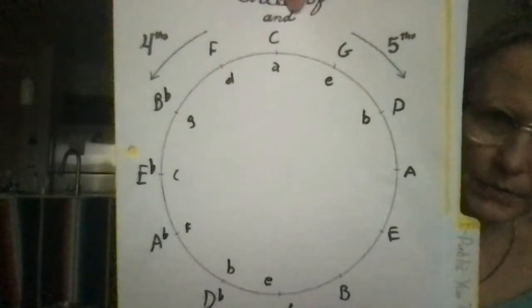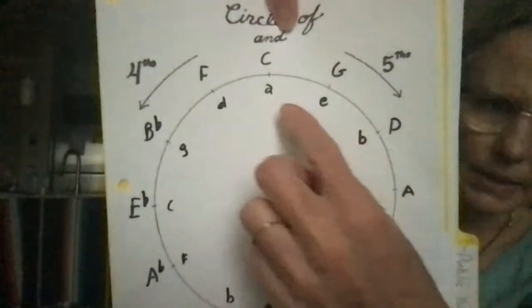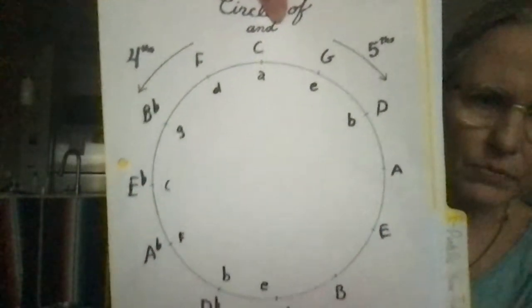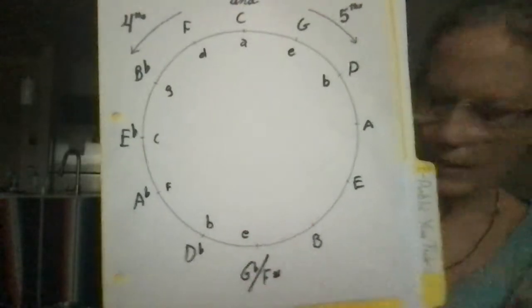We are going to have to add some flats and sharps. So let's just go this far for now. Where did we start here? B, E, A, D, G, C, F, and then B and E.